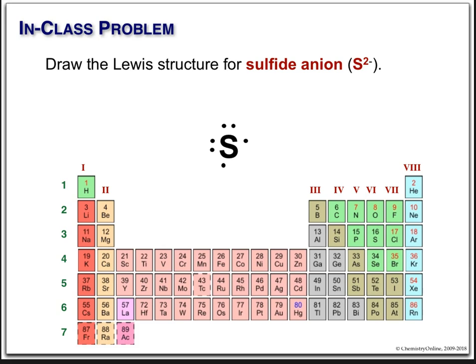So the number of dots is just the group number, right? You don't have to put it in that order. Just put it any way you want. Now to make the dianion, we just need 2 more electrons. We'll pair them up and show this is now -2.